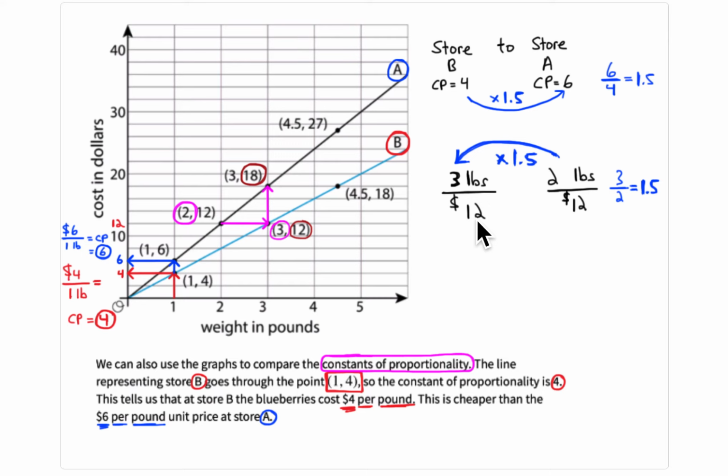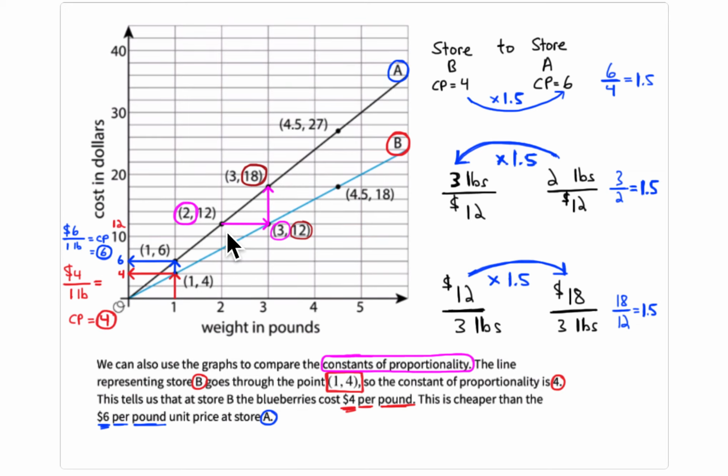If you spend the same amount of money, $12, you're going to get 1.5 times more pounds of blueberries at store B. It's less expensive, so you get more for the same amount of money. So 3 compared to 2. This 3 is 1.5 times more than 2. So you go here to 2, and then half of 2 is 1, so you add 1 more to that. So this is 1.5 times more than 2. So you get 3 pounds compared to 2 pounds.